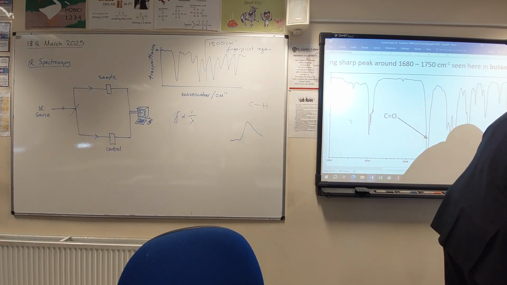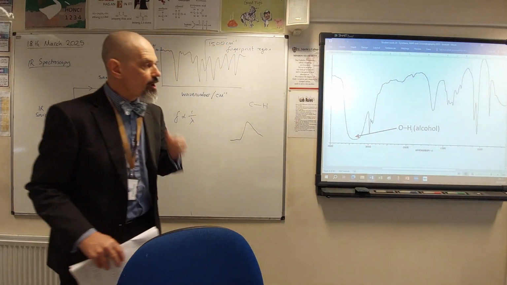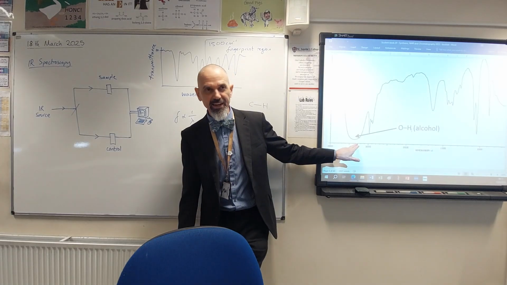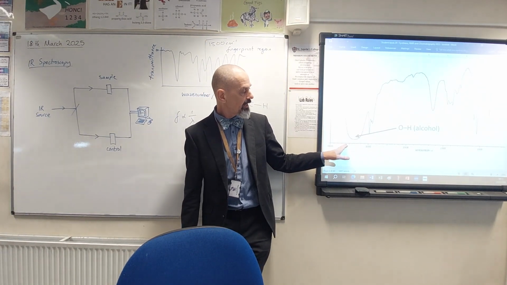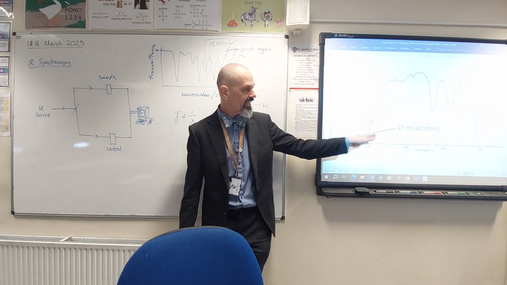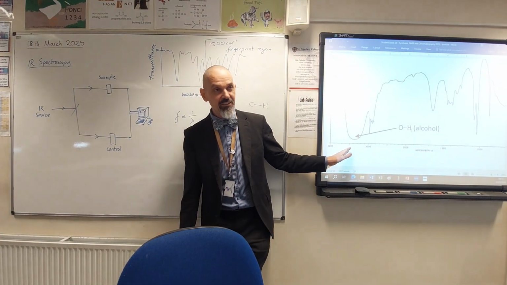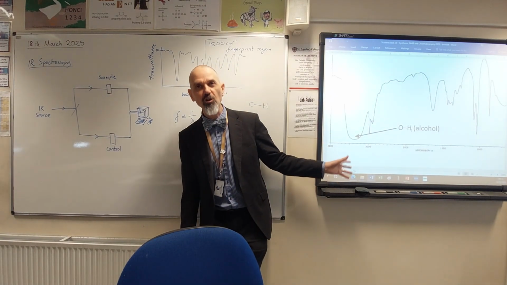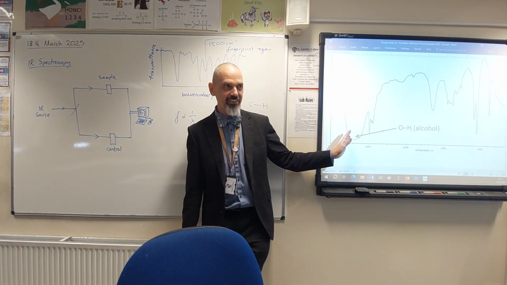The next one you should be able to spot is the OH group. But OH absorbs at different frequencies depending on if it's an alcohol, in which case it's right over to the left, or if it's a carboxylic acid, in which case it's further to the right. But as well as its position, notice its shape. OH is always a very broad, strong absorption, and being over to the left, it's an easy one to spot.